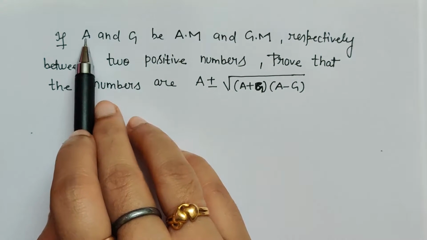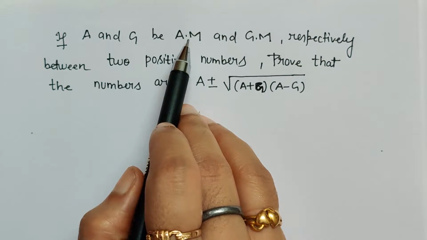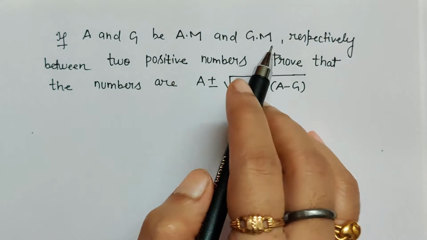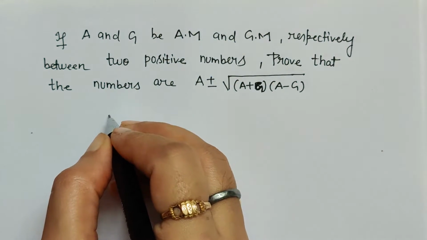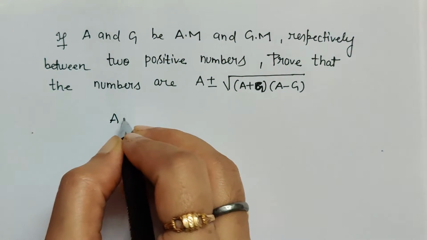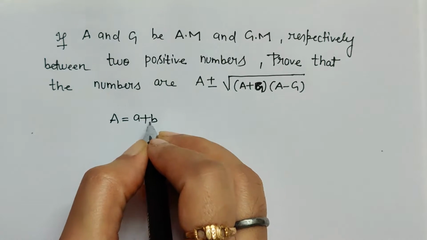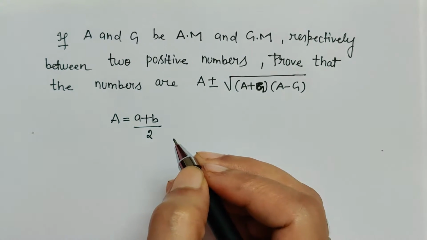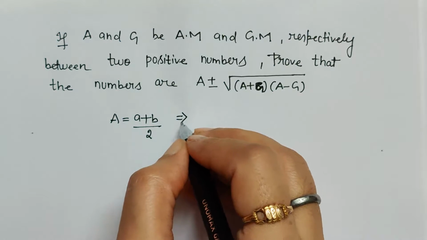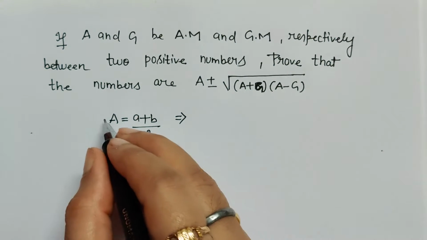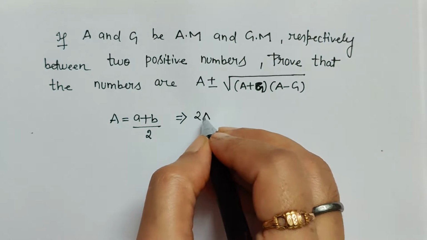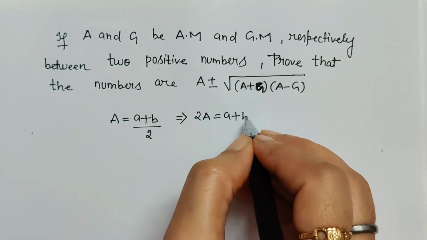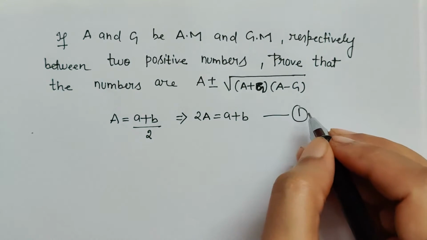What it says: A is the arithmetic mean and G is the geometric mean. So if A is the arithmetic mean, we can write A is equal to (a plus b) upon 2 by the formula known to us. From here, if we shift 2 to the left hand side, we can write 2A is equal to a plus b. Let us say this is my equation 1.